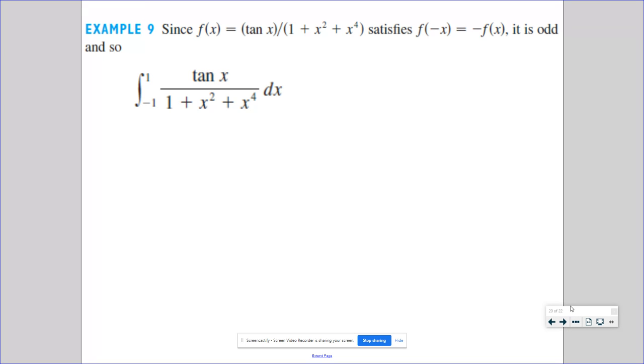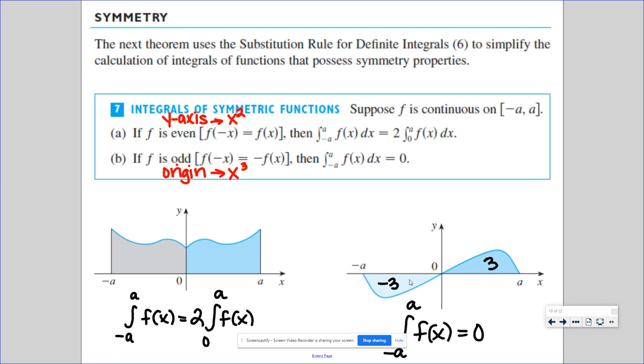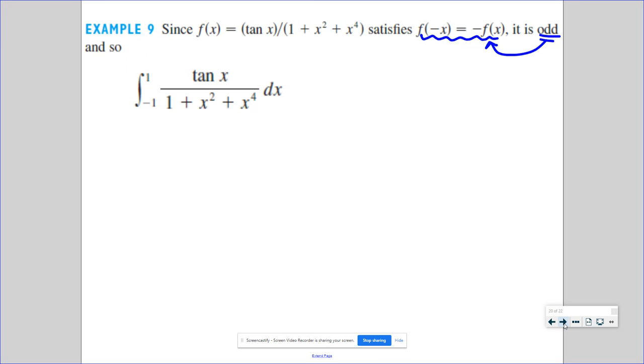Okay, last problem. So this one here, the directions say that tangent of x over 1 plus x squared plus x to the 4th satisfies f of negative x equals a negative f of x. Again, that's a definition that describes an odd function, so it just means it's an odd function. Remember, an odd function has origin symmetry like this one here, okay?